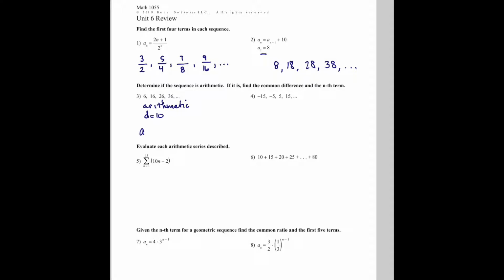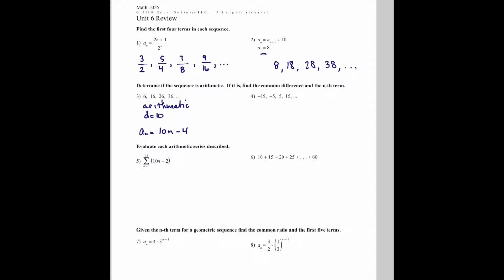And then the nth term is going to be 10n. And if we consider if there was a zero term in front of the first term, that zero term would be... sorry, it'd be -4. -4 plus 10 would be 6.